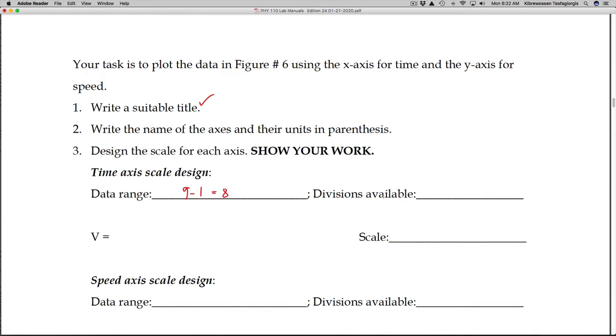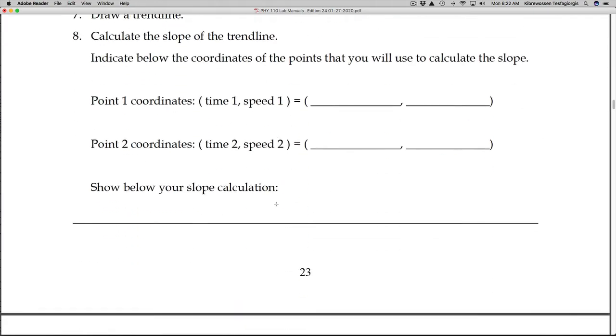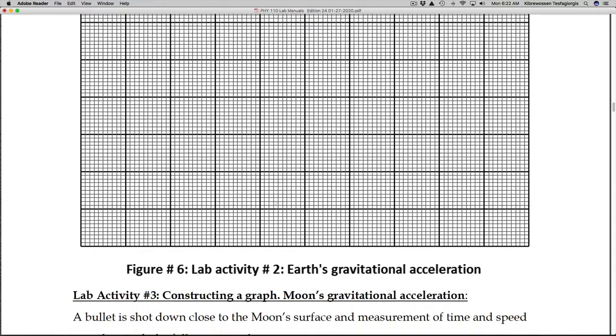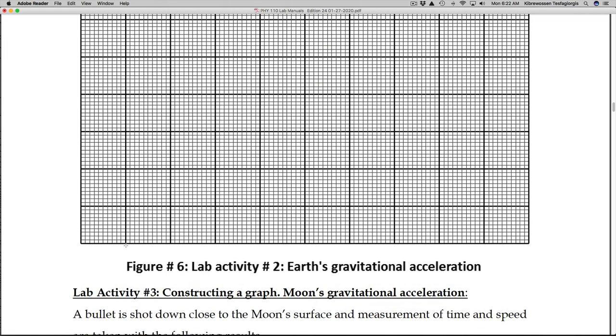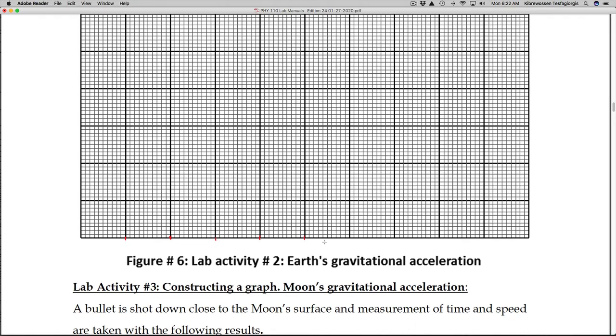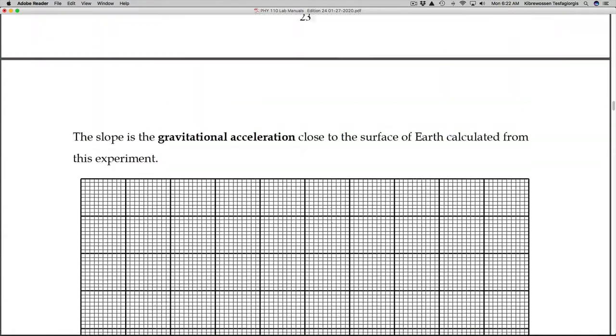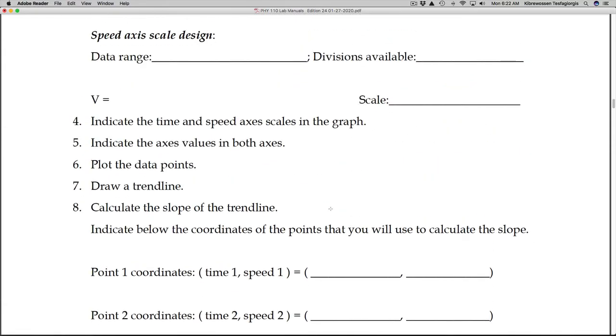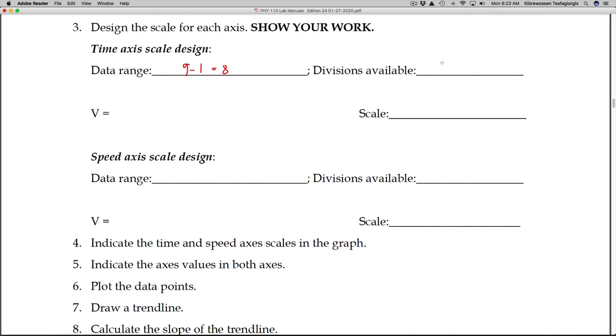And then how many divisions do you have on the graph paper? So you look at your graph paper, like for instance, I already gave you a graph paper here. So look at this graph paper. How many divisions do you have? Like 10, 20, 30, 40, 50, 60, 70, 80, 90, 100. So therefore you have 100 division points. So how many do you have here? 100, right? So therefore you need to find your v value. Your v value is going to be this, right?